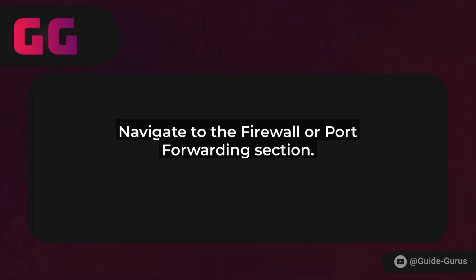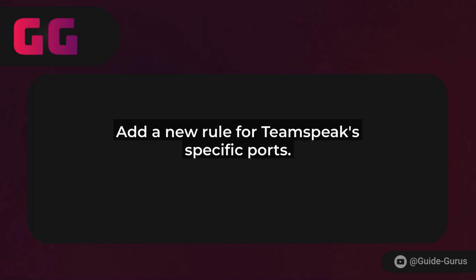Step 3. Hit Add New Rule or Create Port Forward. You'll need to enter the ports for TeamSpeak, typically UDP port 9987 for voice, 10011 for server queries, and 30033 for file transfers. Double-check these in your TeamSpeak settings.